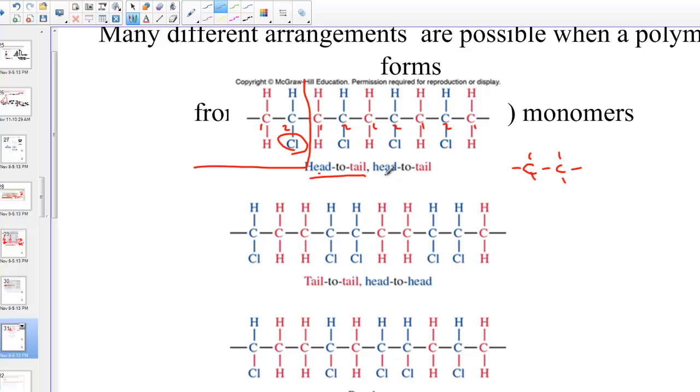a head-to-tail, or a tail. Oh my gosh, I'm getting distracted as I write and try to talk. My apologies. Please bear with me. A head-to-tail where carbon 1, carbon 2, carbon 1, carbon 2 simply repeat themselves. Head-to-tail.